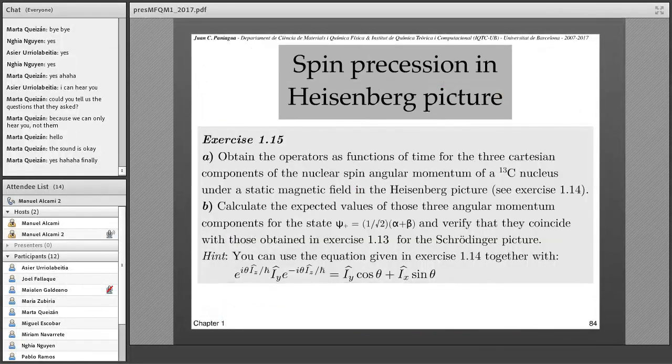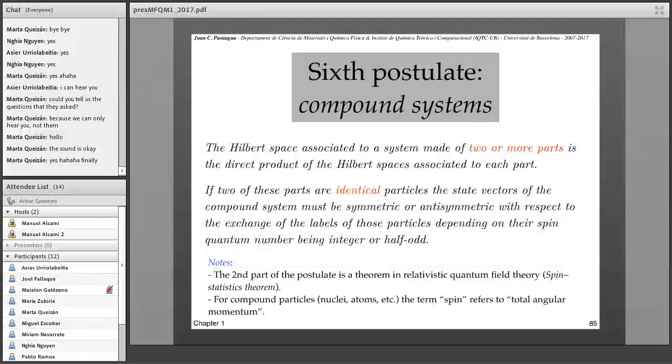Here we have an exercise that I leave also for the long weekend, the long bridge, which is to study the same problem of a spin that rotates around the magnetic field, but to study it in the Schrödinger picture and to see that the vectors really rotate around the static field in a quite similar way as the corresponding classical properties.